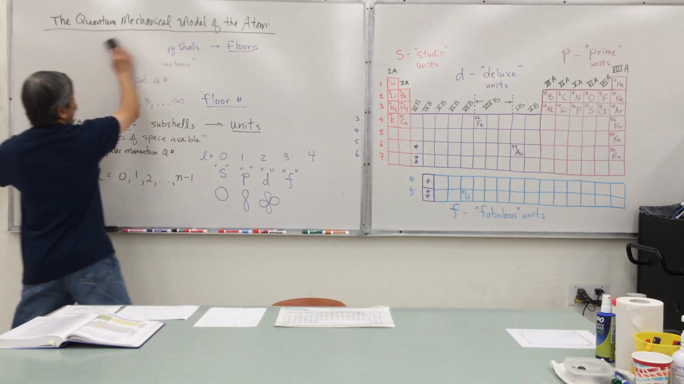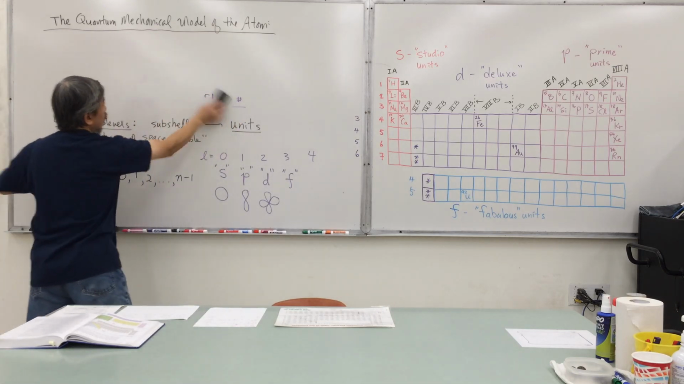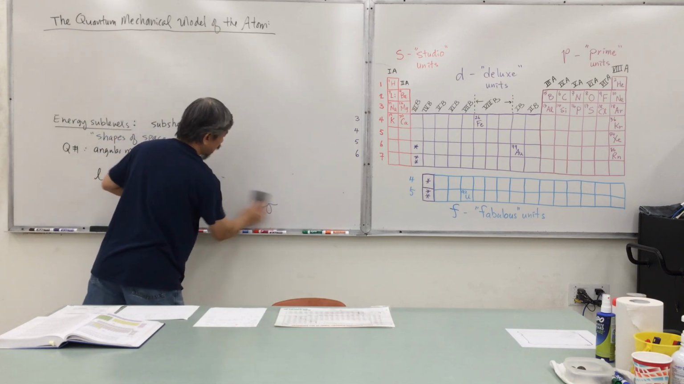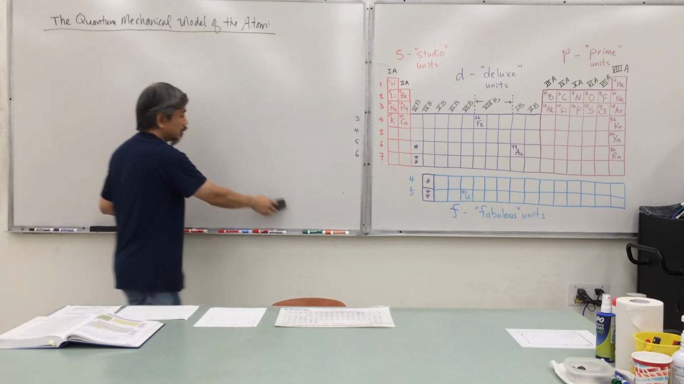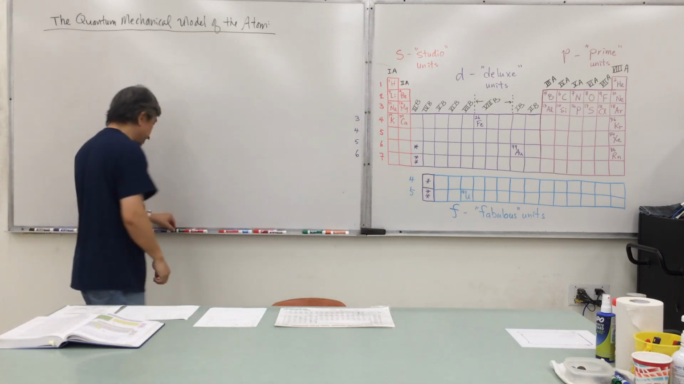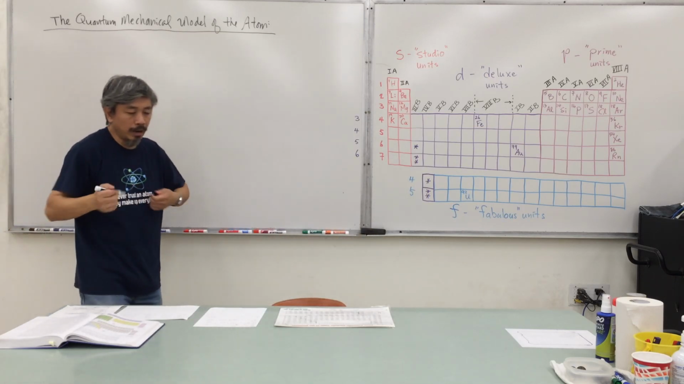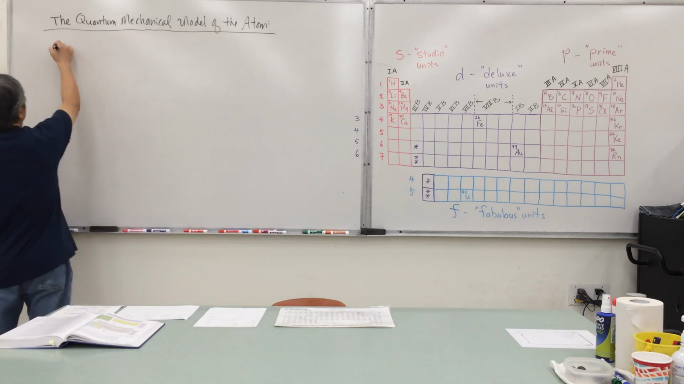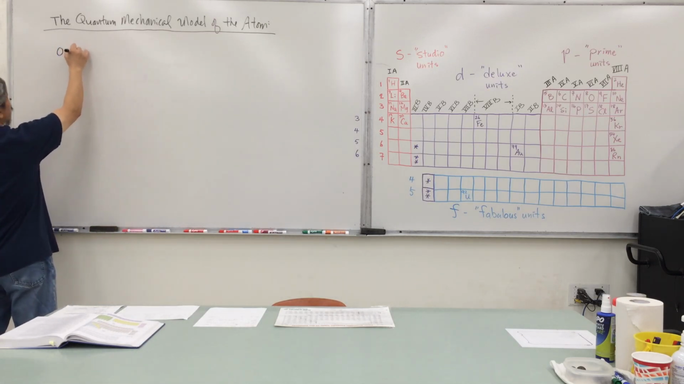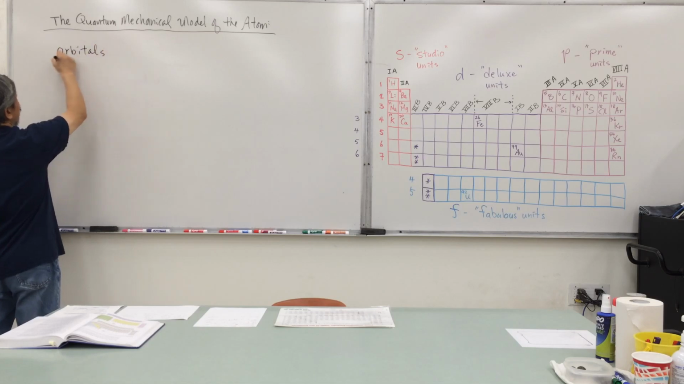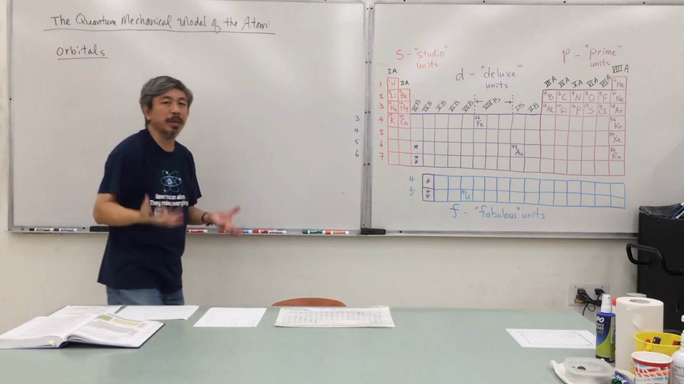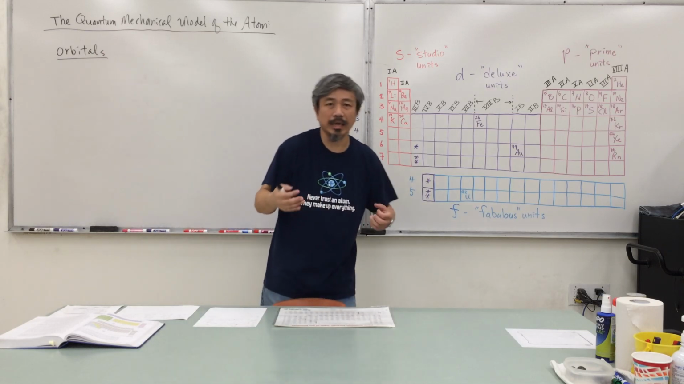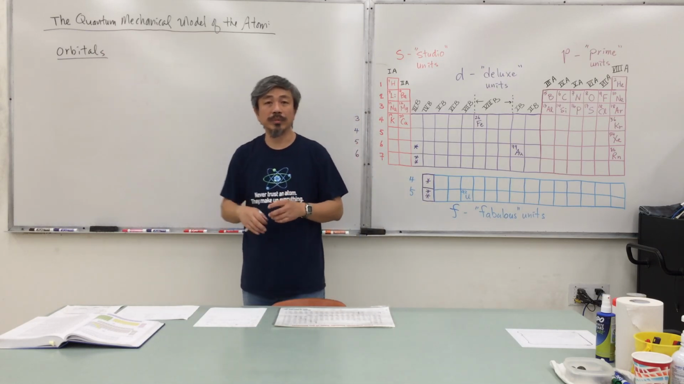After we have designated the floors and the units, the main energy levels and the energy sublevels, the next step is to look at what's going on inside the units themselves. And within the units, we have what we call orbitals. Orbitals are the actual occupant space for the electron. They're like the rooms that the electrons are going to be sitting in.